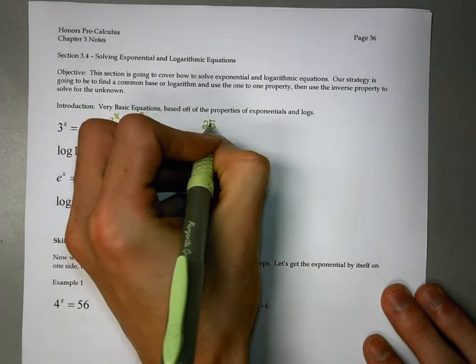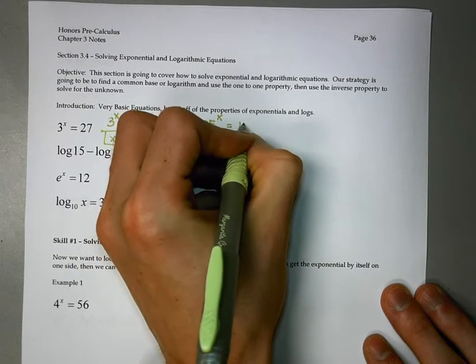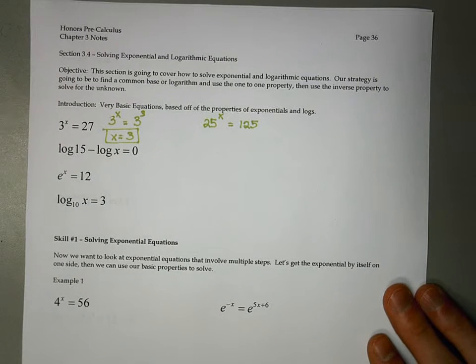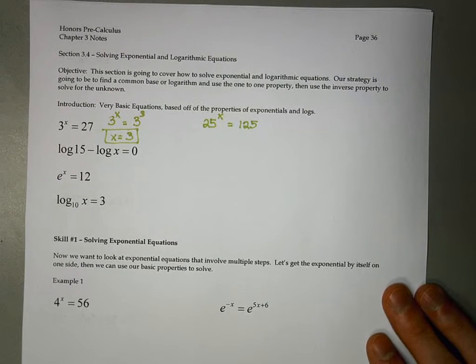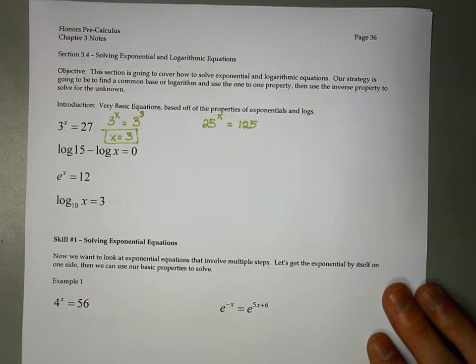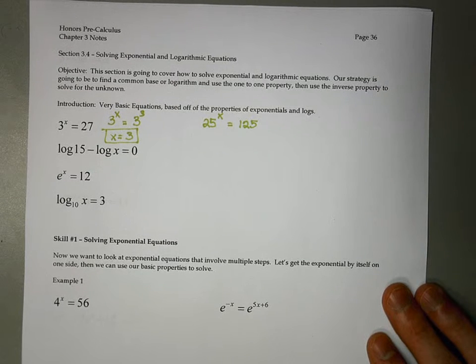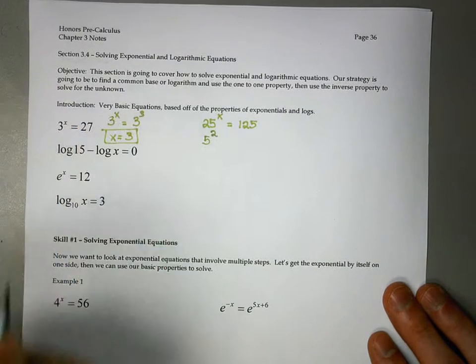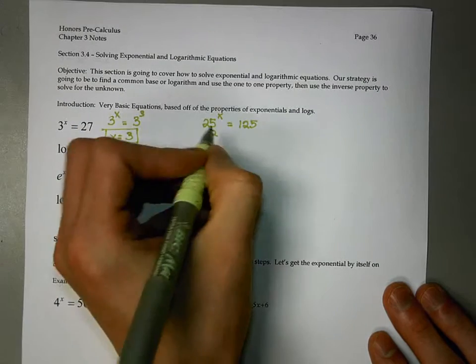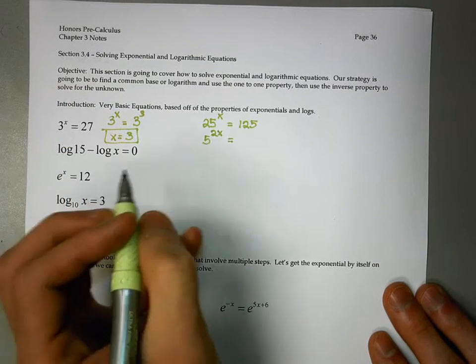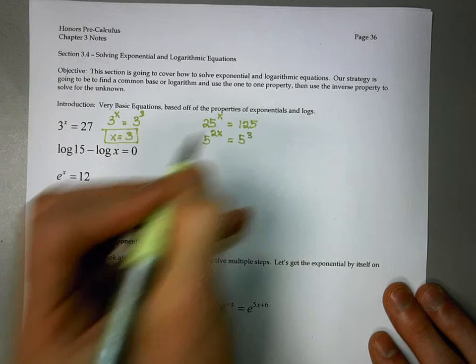Let's say I had 25 to the x is equal to 125. This is a problem you can solve real simply as well, finding a common base between both sides and then setting the exponents equal once you have those common bases. So the common base relating 25 and 125 is 5. So 25 can be written as 5 squared, and since that x is there, we still need to include the x in the exponent. And 125 can be written as 5 cubed.